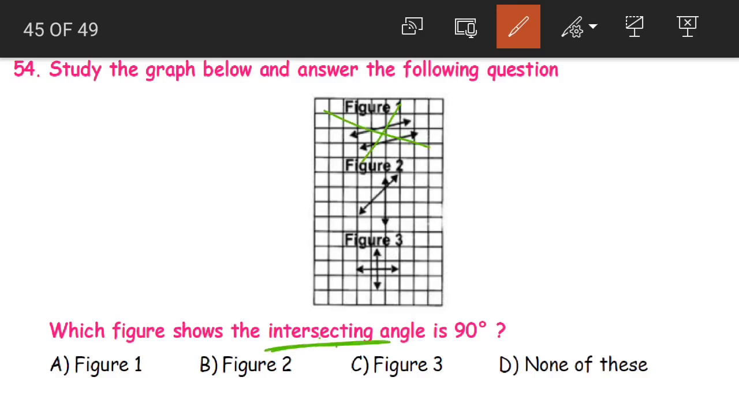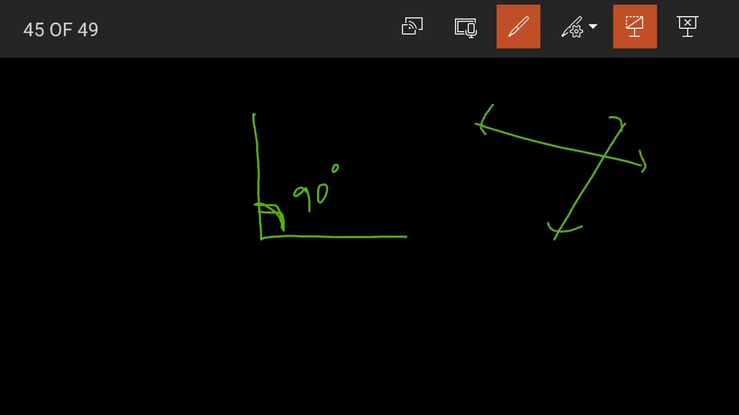Figure 1 is not intersecting. Figure 2 and figure 3 are intersecting. But again there is a little question. What is it? The angle should be 90 degrees. When we say the angle is 90 degrees, that means they are in the L shape. When we have an L shape, two line segments joining in an L shape, then we say that this angle here is 90 degrees. Even in the given question we are having two lines like this.